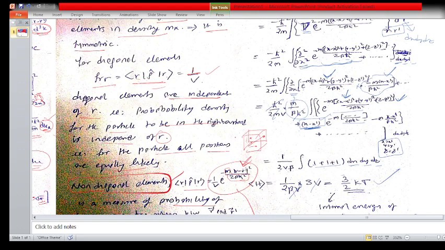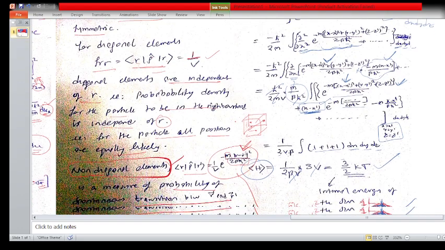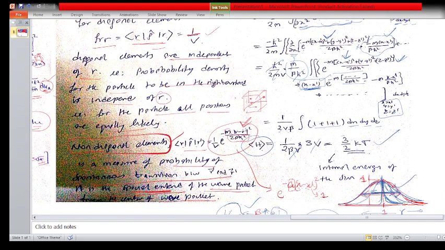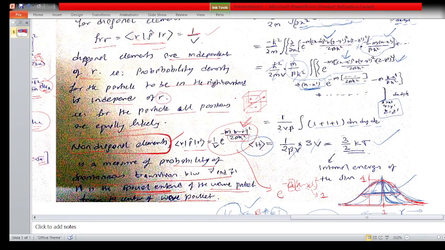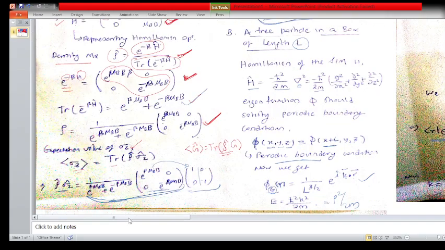This is the internal energy. This is the average energy of that particular case. If you consider a particle in a box, this is the average value, 3 by 2 kT. This same expression you can also calculate by using another formula, which is a much more simplified form.